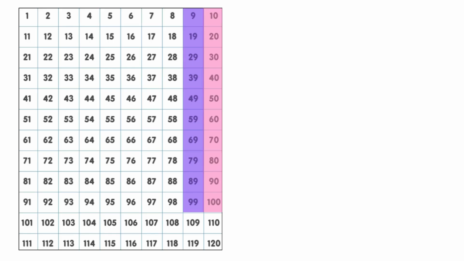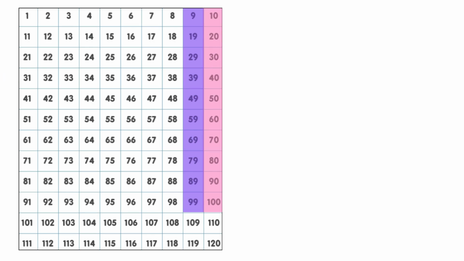Did you also notice that after each 10, we start a new row on our number chart? After 10, we start a new row at 11. After 20, we start a new row at 21. After 30, we start a new row at 31, and so on.